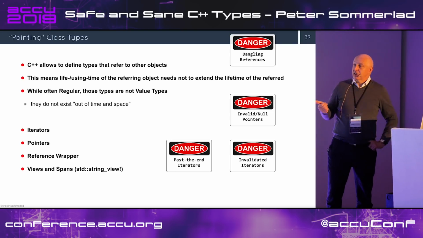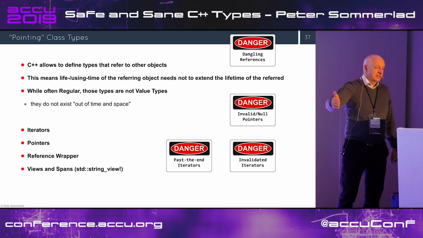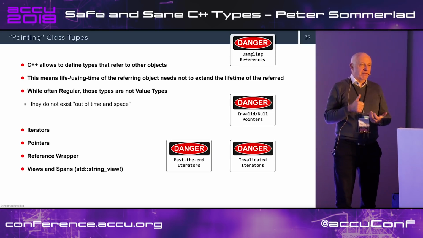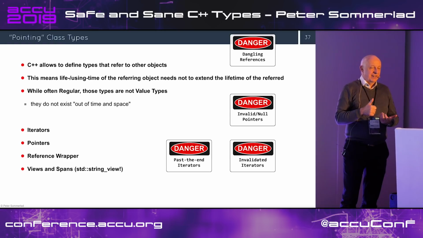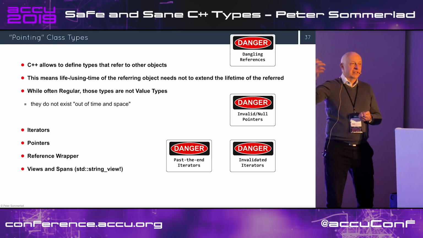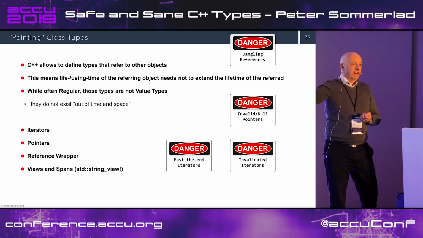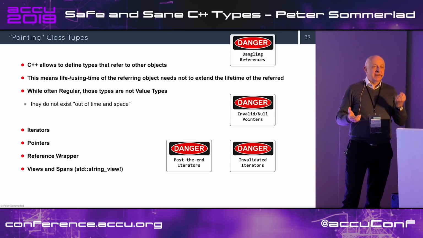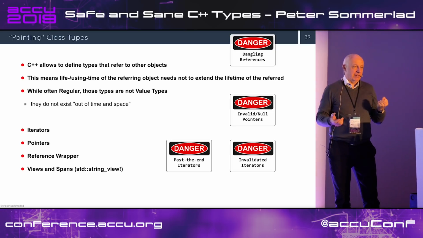And another category is iterators. And the bad thing about iterators is you get them back from functions. And if these functions don't come as member functions of the object that is alive, it's very easy to get a dangling iterator back.